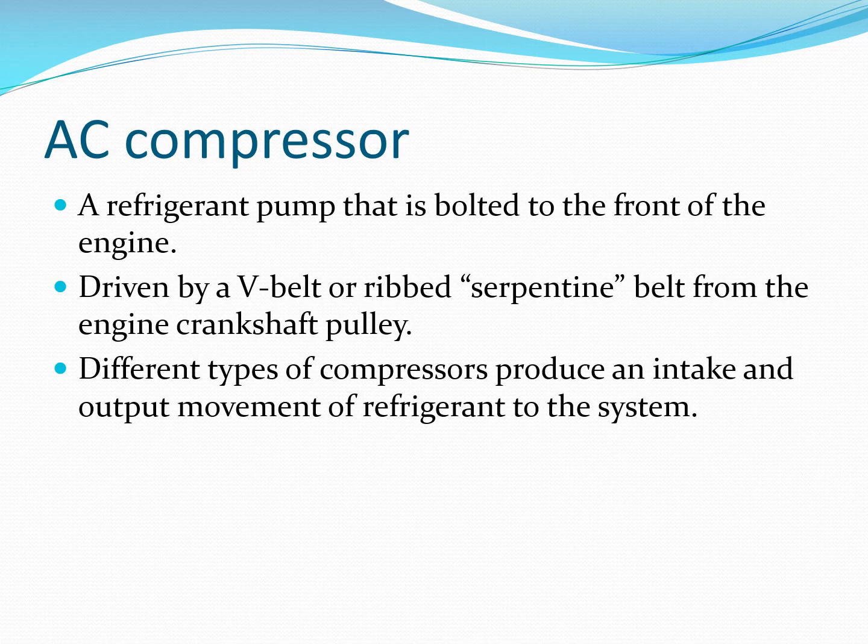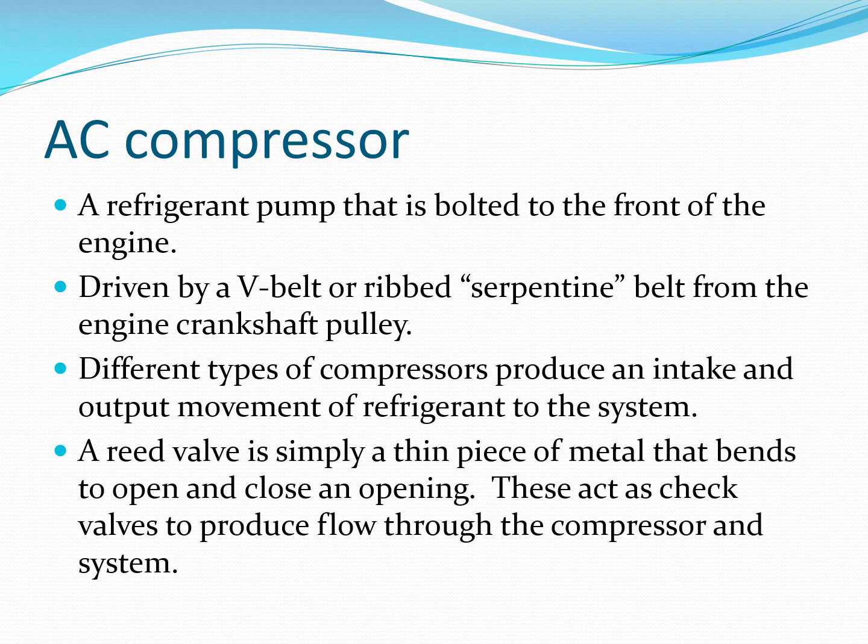Different types of compressors produce an intake and an output movement, so the principle is all the same here. It's all to move or pump the refrigerant through the system and to compress the refrigerant. There are reed valves. These are simply a thin piece of metal that bends to open a passage and bends to close that passage. So these work like a check valve to produce a flow through the compressor. As the piston in the compressor, if it's a piston style, is pushing out, the reed valve is going to bend open, allowing the refrigerant to come through the passageway. As the piston goes down in the compressor, it's going to pull that reed valve closed, not allowing anything to come in that valve.